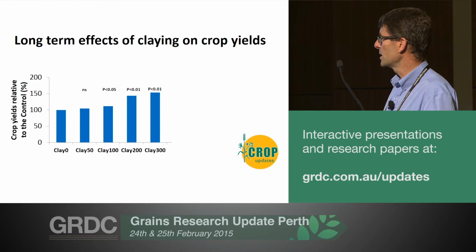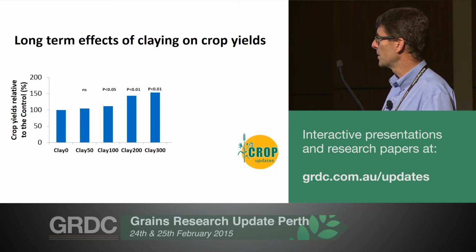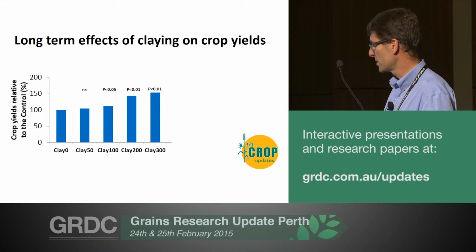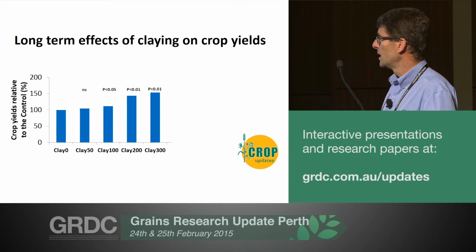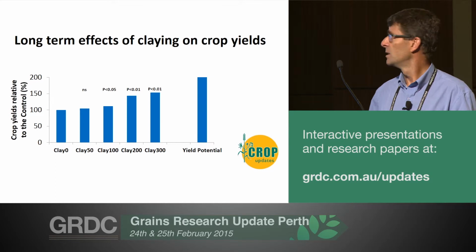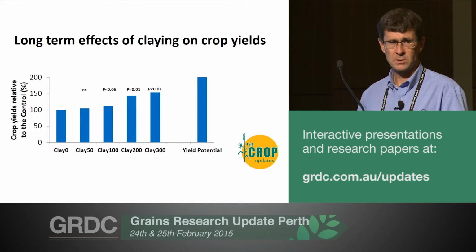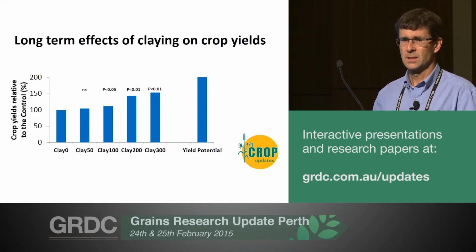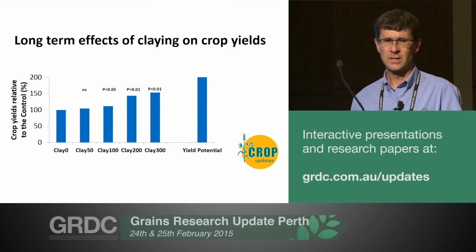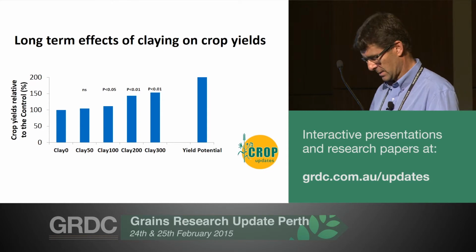Once we get above that 3% at the 200 and 300 tonnes, we started getting up to about 50% yield increases, 40 at the 200 and 53% yield increases for the 300 tonnes of clay. However, even at this site, we were still below the yield potential. Our yield potential should have been almost double what our controls were getting. And that started making us think, well, what other limitation is happening in this soil that we haven't overcome?